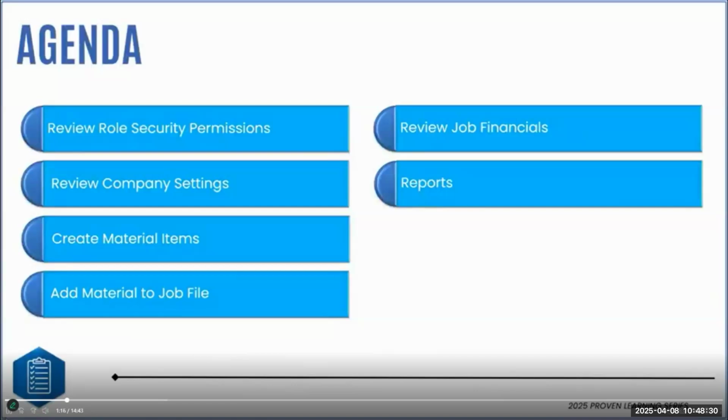Next, we'll review how to create your consumable materials list in the products list, followed by how users can add materials to the job file from either the web or mobile applications. And finally, we'll review how the material items applied create an actual job cost in the job financials and the reports that can be pulled to view the applied materials and the associated costs.